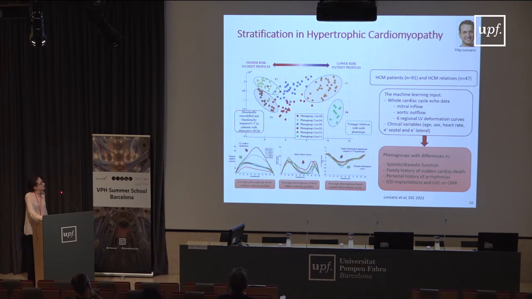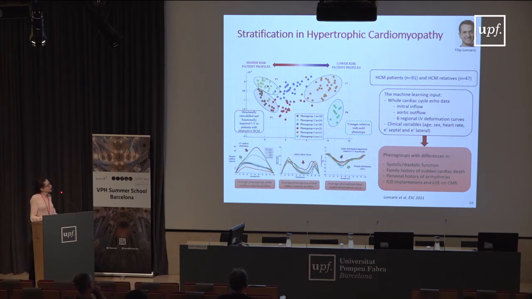This is another example, hypertrophic cardiomyopathy, which is also a disease with a very wide spectrum, involving a lot of changes at both structural and functional level. So distinguishing phenotypes is an ongoing challenge. Here, our population was composed of 91 patients with hypertrophic cardiomyopathy and 47 relatives.